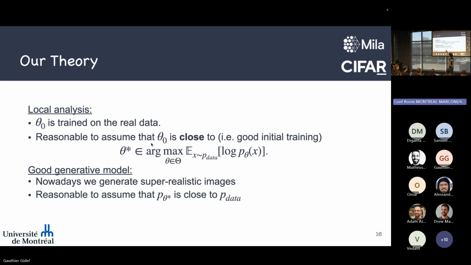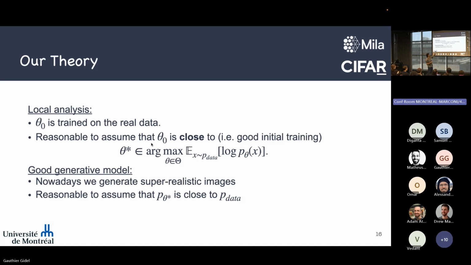So theta 0 is the parameter of the model trained on the real data. What's reasonable nowadays is to assume that our generative model is good, generating really satisfying samples. So we will assume that theta 0 is close to the best one, meaning the model that is actually the best within your class of functions to fit the data distribution.